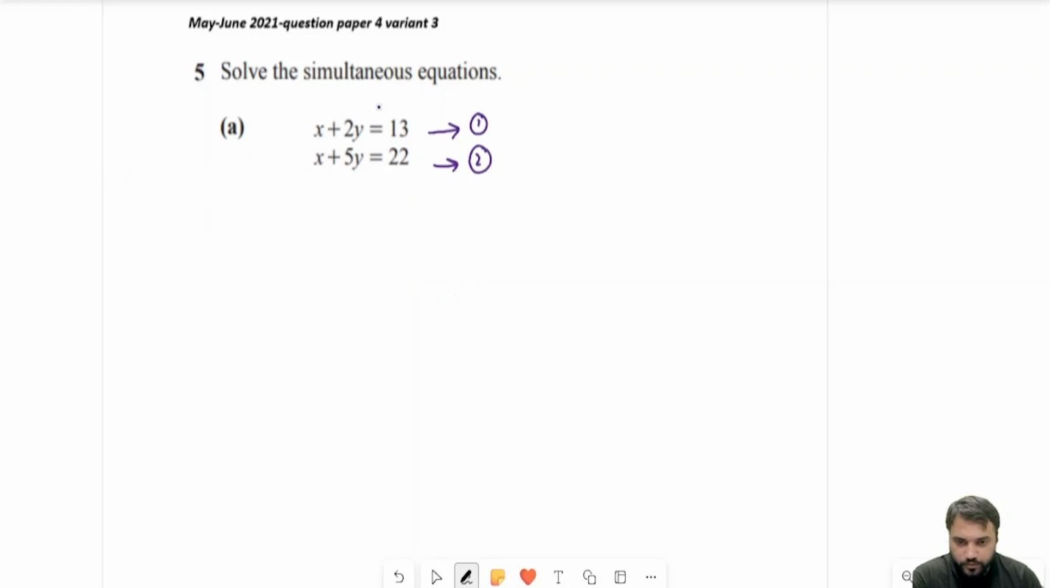First we need to choose one variable. You can choose x or y, it's up to you. I'm going to choose the x variable here, and you can see the coefficient of x in both the equations is 1. So how can you eliminate them? By adding or subtracting. We can subtract them in order to eliminate them. So I'm going to write here equation 1 minus equation 2.